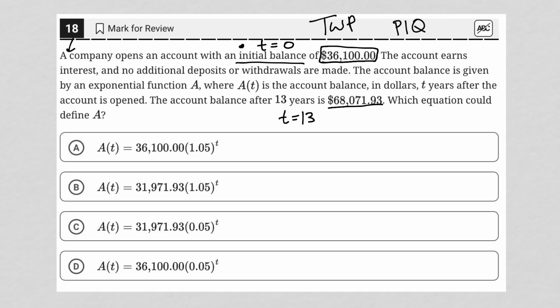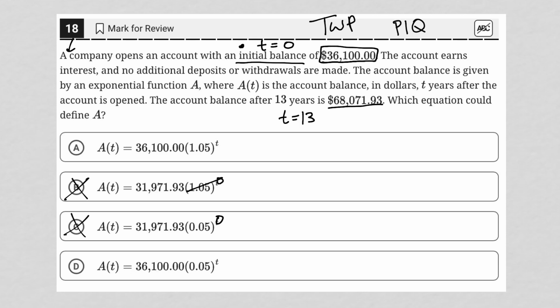So for choice A, if t were replaced by 0, 1.05 to the 0 power is just 1, and 36,100 times 1 is 36,100, so I like that answer. For choice B, if I did the exact same thing, I would not get 36,100. For choice C, if I also replaced t with 0, I would not get 36,100. And for choice D, if I replaced t with 0, I would get 36,100. So B and C are gone. A and D are my possibilities right now.